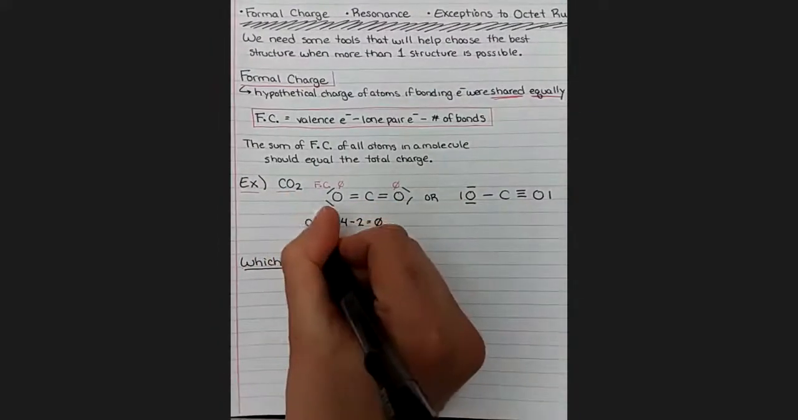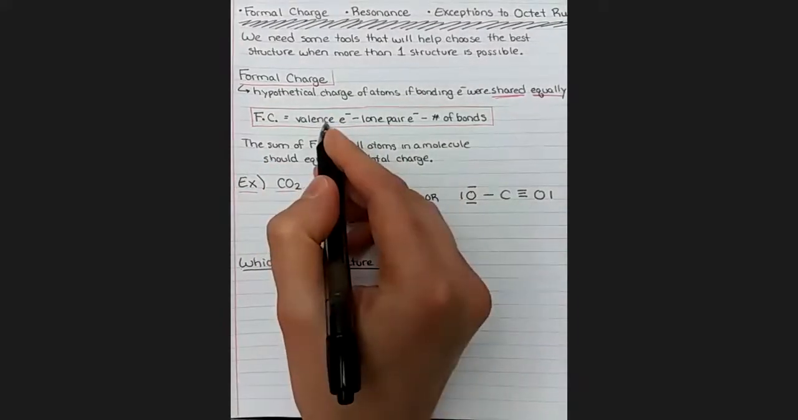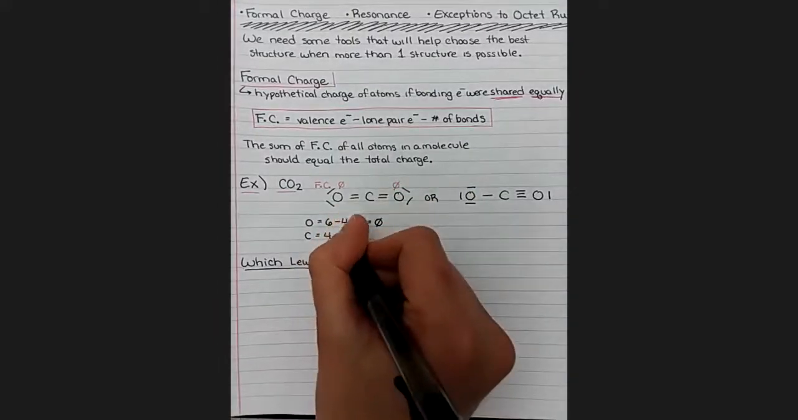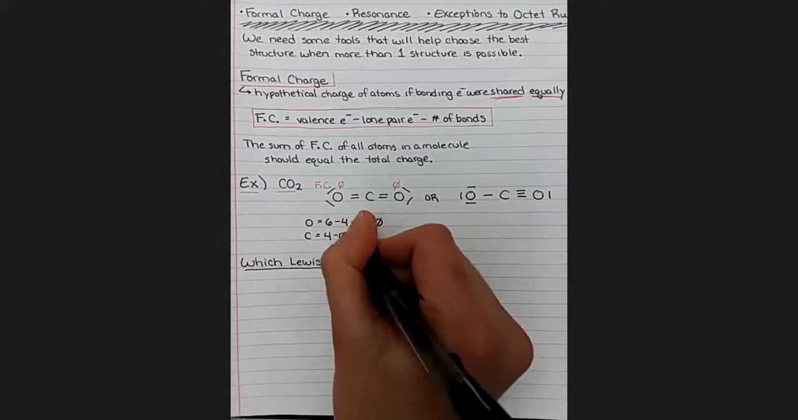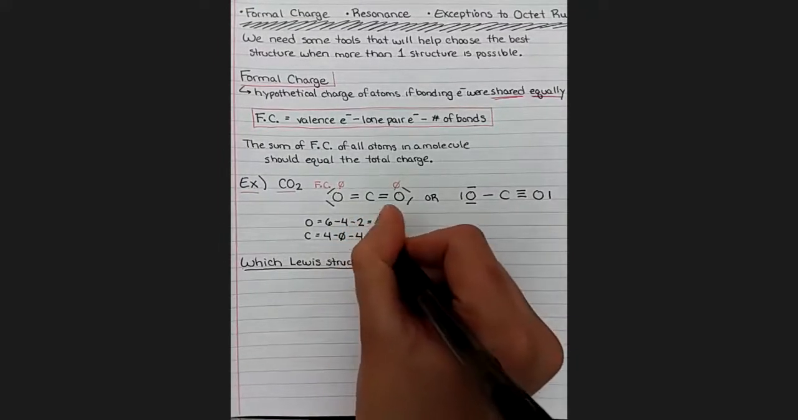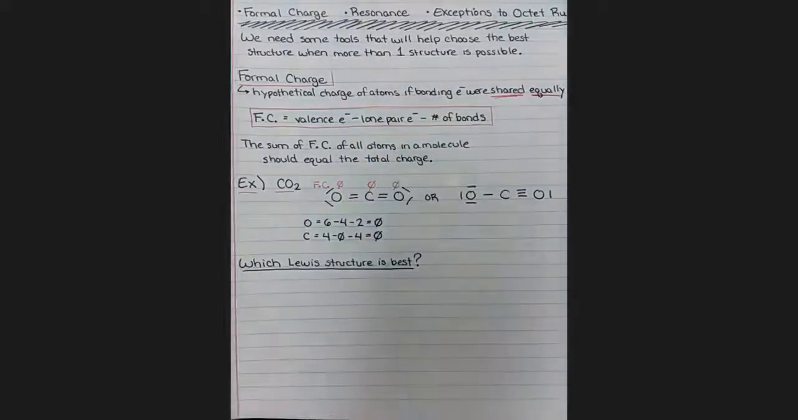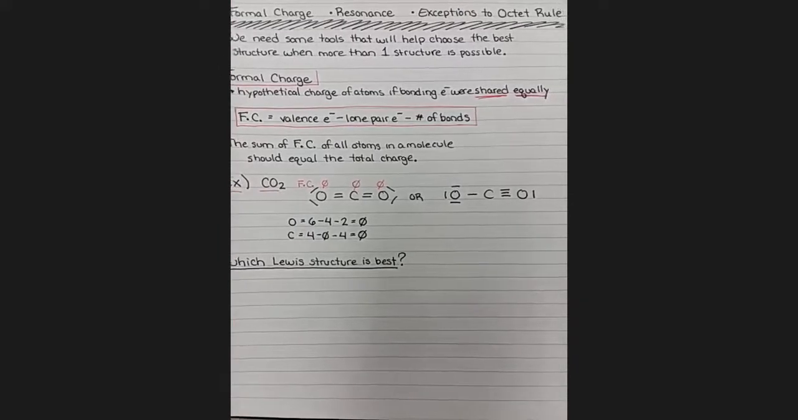Then we'll do carbon. Carbon has 4 valence electrons normally because it's in group 14. It does not have any lone pair electrons, so 0. And the number of bonds, it has 4. 4 minus 0 minus 4 is also 0. So every atom in this molecule has a formal charge of 0. You'll see that many of the molecules that you work with will contain formal charges of 0 because 0 is the most stable formal charge to have. But not all of them will.